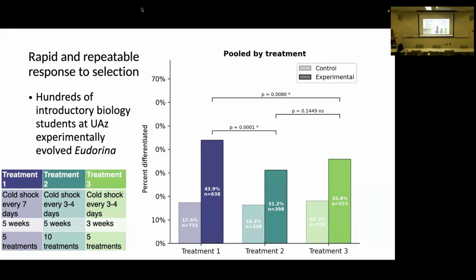So in each one of these treatments, there are significant increases in the proportion of colonies with somatic cells. They are responding to selection really strongly. But the most effective treatment is this one with greater spacing between rounds of cold shock. So treatment 1 was significantly more differentiated than the other treatments. I think because there's more opportunity to respond to selection here. I'll get into that later.